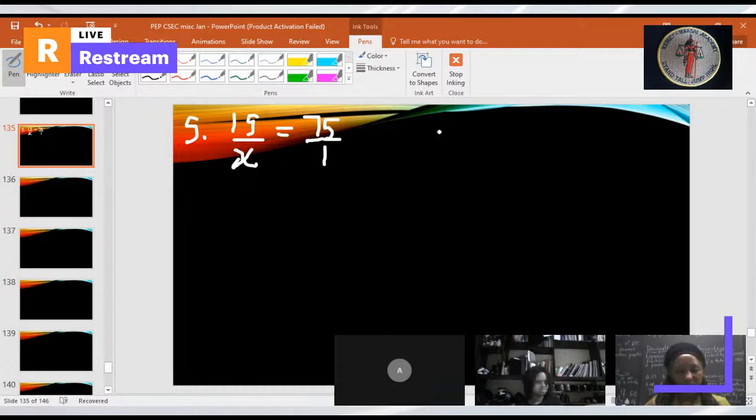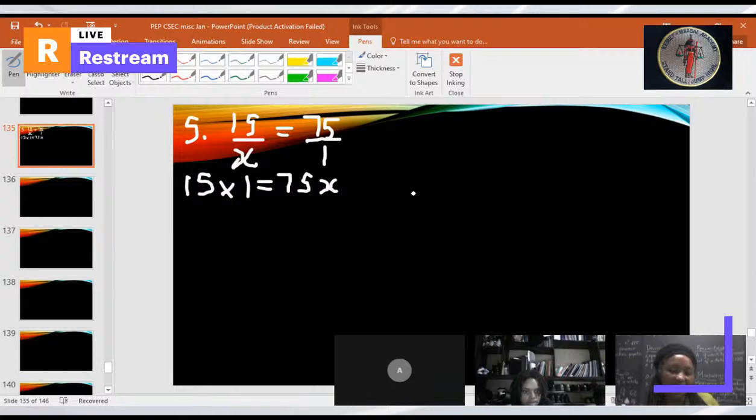Whenever you have an equation lined up like that, where the terms are lined up, we can cross multiply. This times this is equal to this times this. So what that would mean is 15 times 1 is equal to 75 times x. All right, so can you take it from there?